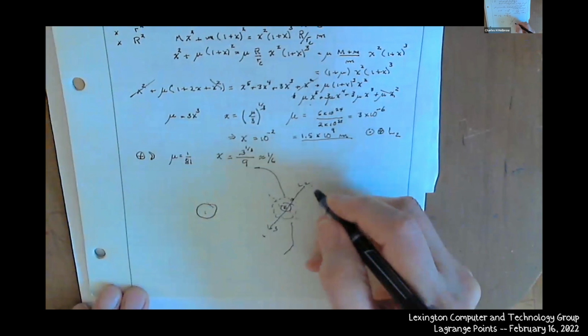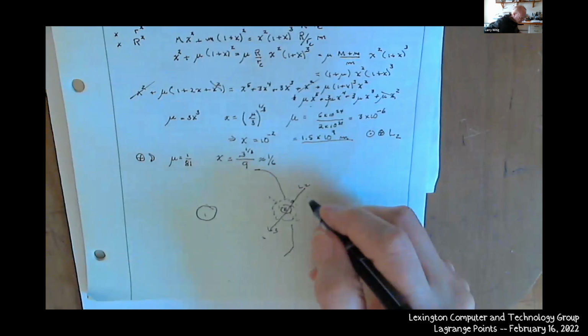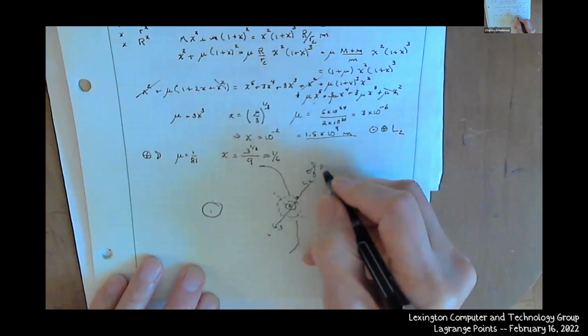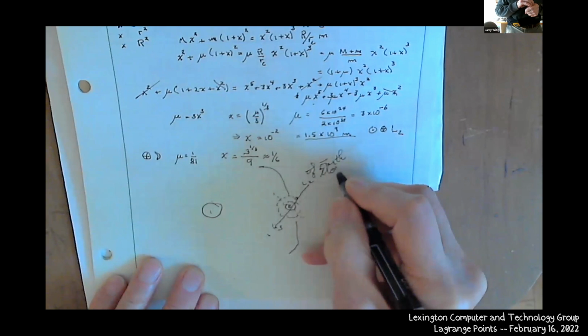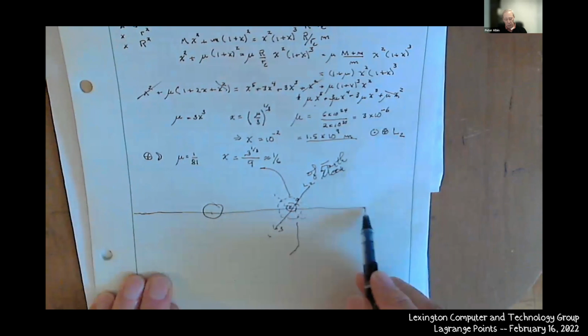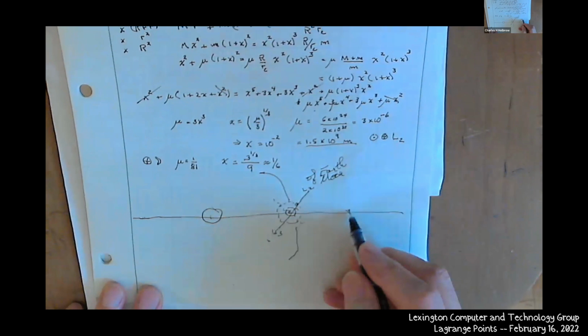No, so I'm missing something. Yes, I think so. So this is L2 of Earth-Moon. There is a whole other set of Lagrangian points that have to do with the Earth and the sun. Understood. So there's an L2 out here, Earth-Sun.